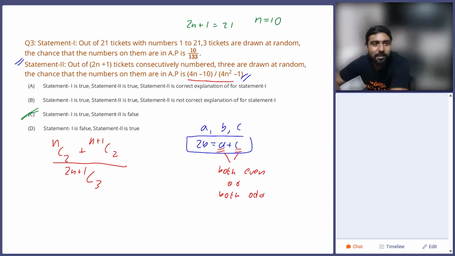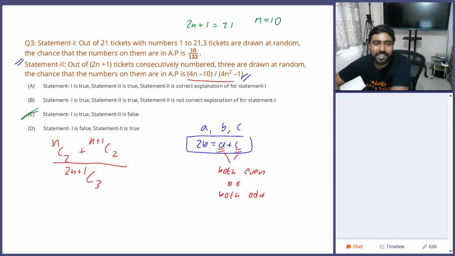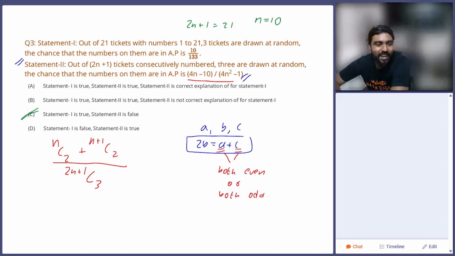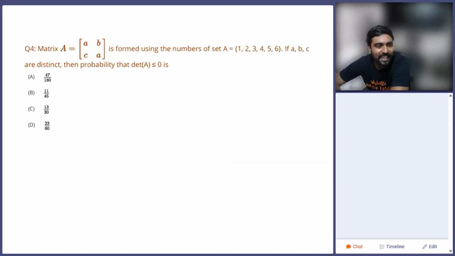So statement 1 is true, but statement 2 is a false statement over here. Okay. Hope the idea is clear. Moving on. What do we have now?